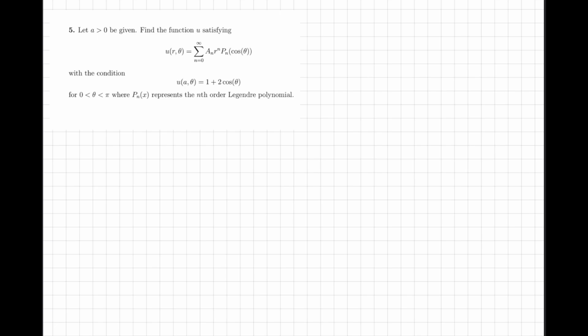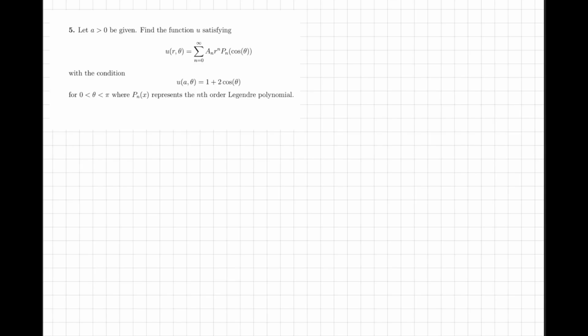The following question 5 on the review for PDE says, let a be greater than 0 be given. Find a function u satisfying u of r and theta equals the infinite sum from n equals 0 to infinity of a sub n r to the n P sub n of cosine of theta, with the condition that u of a comma theta is equal to 1 plus 2 cosine of theta, for theta between 0 and pi, where P sub n of x denotes the nth order Legendre polynomial.